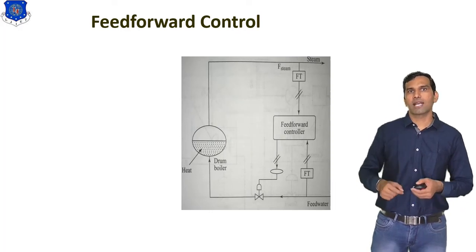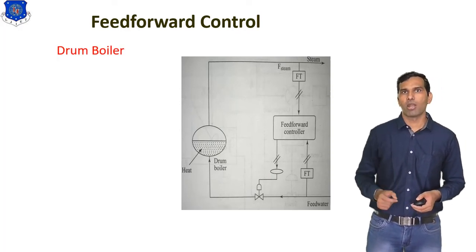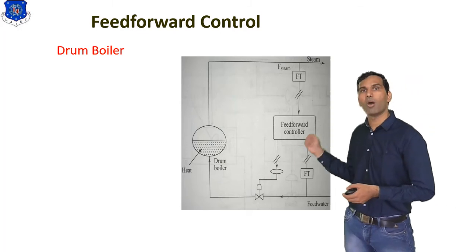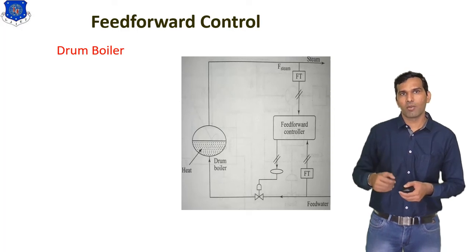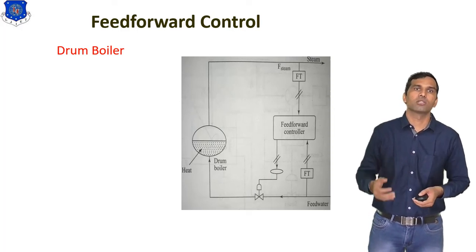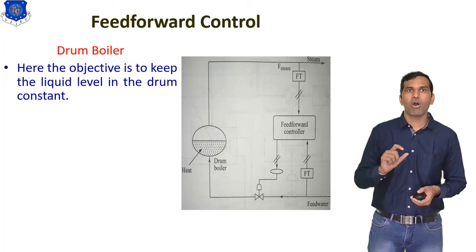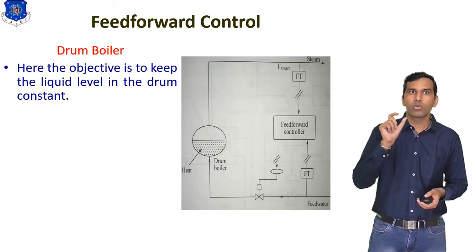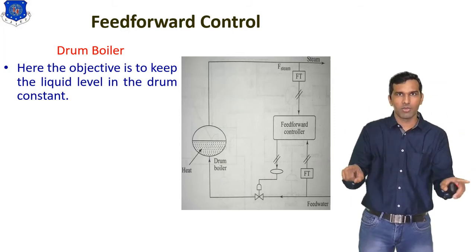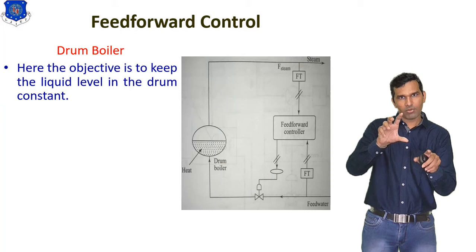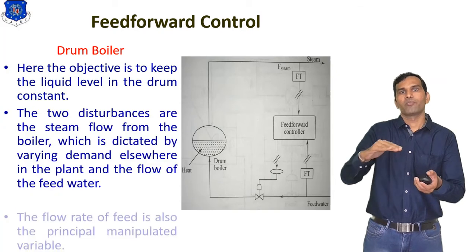Now we discuss a second example to understand better. Here we have taken the example of the drum boiler. That means we consider one boiler system, and how we can control this drum boiler by using the feed-forward control system. Here the objective is to keep the liquid level in the drum constant. You can see this drum is indicated, and our objective is to keep the water level inside this drum constant.